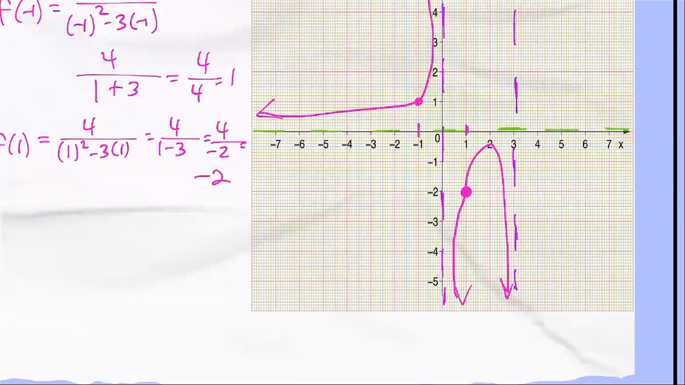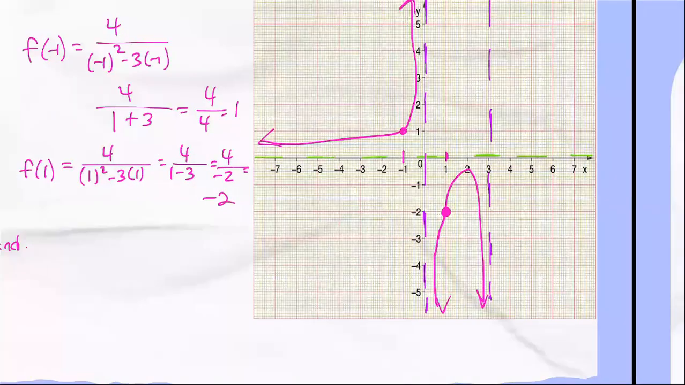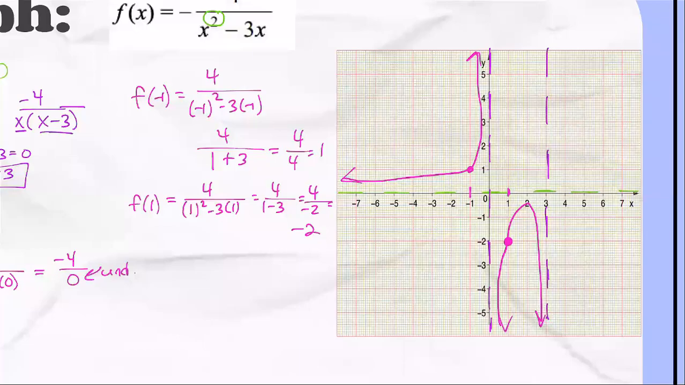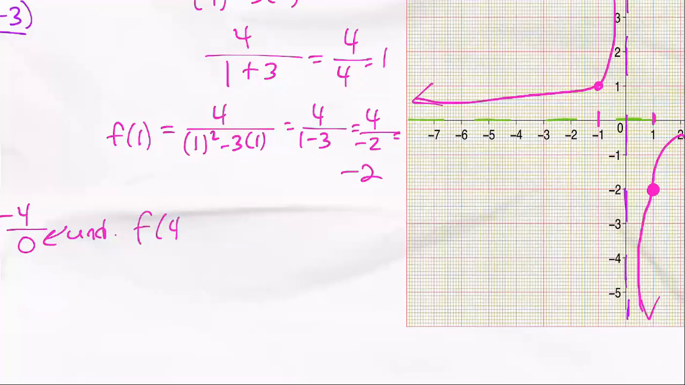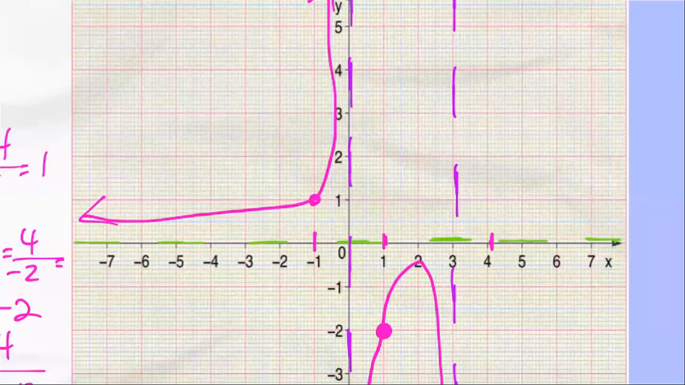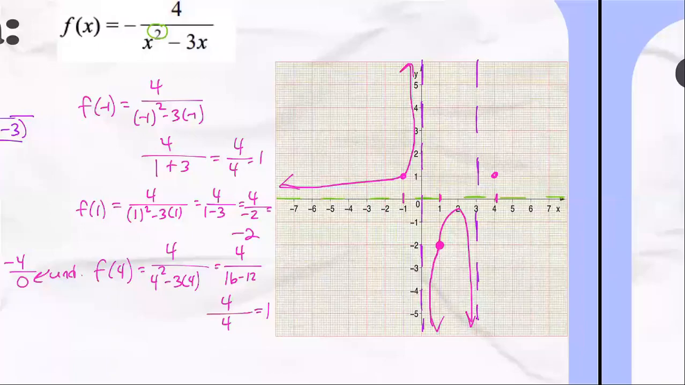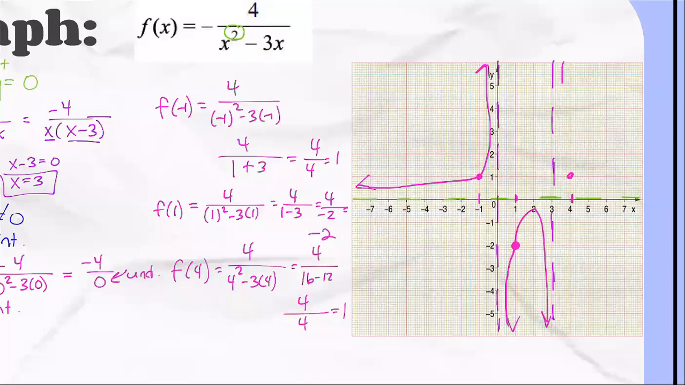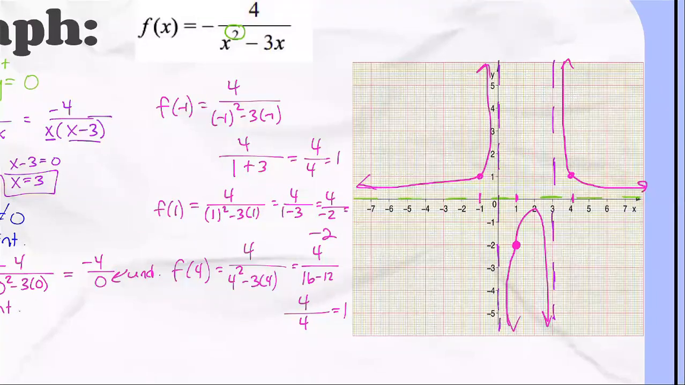So I would guess that this looks something like this in the middle. And we could test another one and see what it actually does. If you're really doing this, I would test some more points in there. And I'm going to go ahead and do one over here at 4 as well. So f of 4 is going to be 4 over 4 squared minus 3 times 4. That's 16 minus 12. So 16 minus 12 is 4. So I'm at 1 again. Okay, so at 4, I'm at 1. Again, I cannot cross the asymptote. I cannot cross the horizontal asymptote. So it is probably going to look something like this. And there we go.